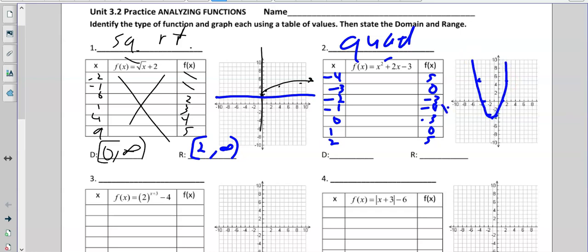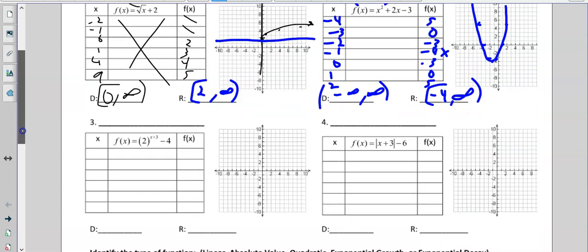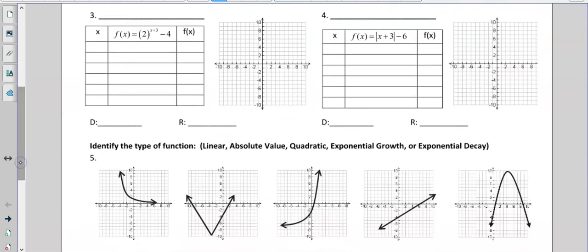And this point right here is special. That's my vertex. It's my lowest point. Now, how far left and right does it go? It goes left and right forever. How low does it go? Well, it goes to that vertex, the lowest point. So it hits -4 on the bottom and goes up to infinity forever. And we use a bracket on the -4 because it hits -4. Hit pause if you need to.